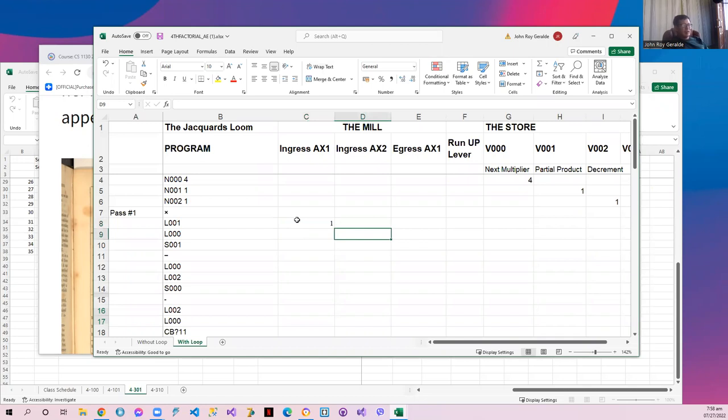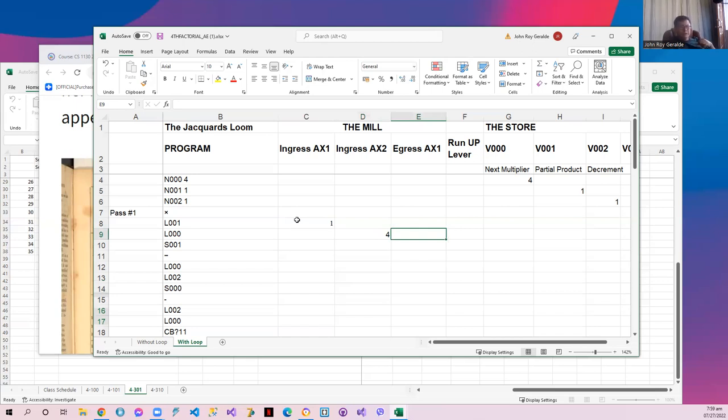And then L00, this being the second L, we are assigning a value to ingress axis 2. Okay? So what's the value of ingress axis 2? Anyone? It receives the value of L00. What's the variable for? So many people got it right.